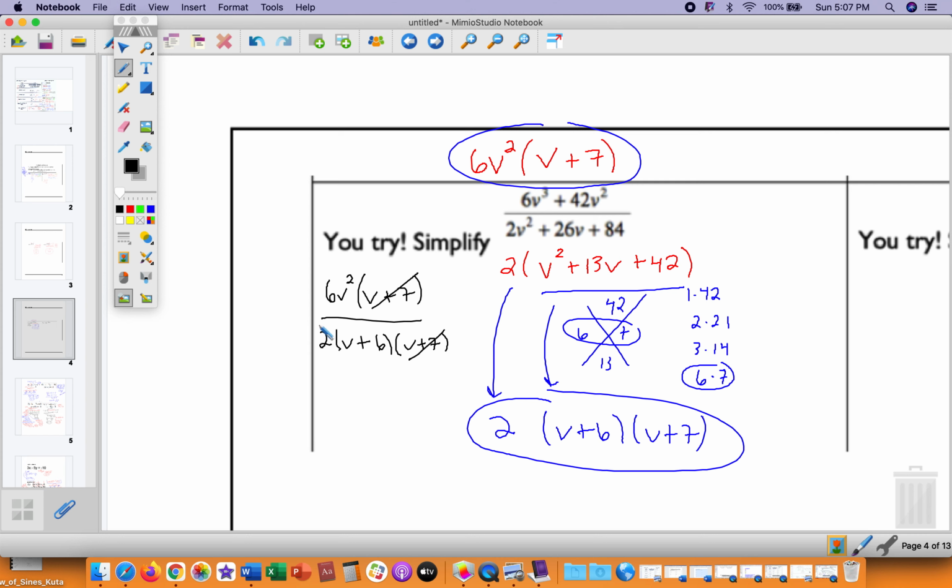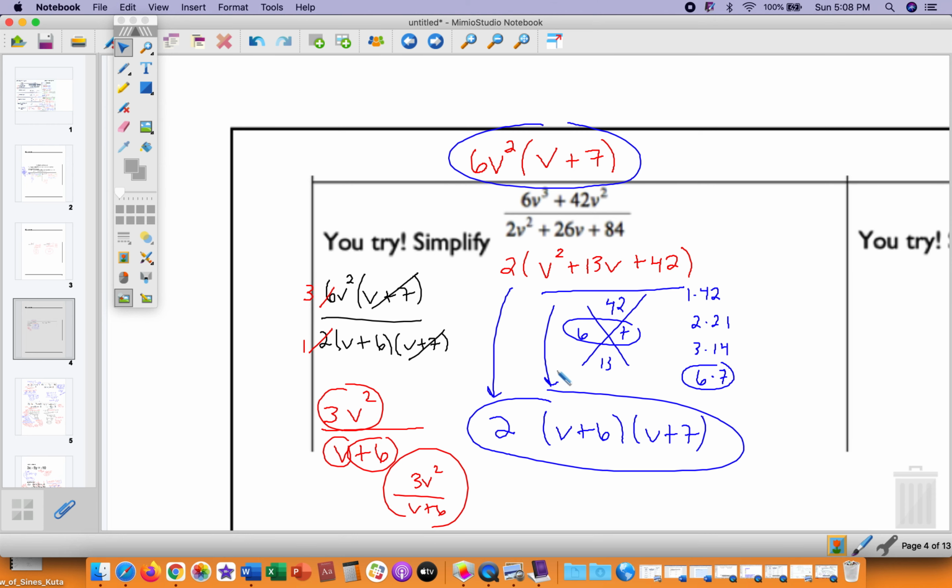And then I see the 2 and the 6. They're both divisible by 2. So 2 divided by 2 is a 1. 6 divided by 2 is a 3. So you're left with a 3 up top, v squared, and in the denominator, v plus 6. All three terms aren't divisible by v. That's one term, that's one term, and that's one term. So you can't do anything. You just leave it as 3v squared over v plus 6.